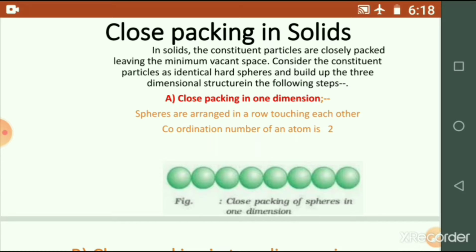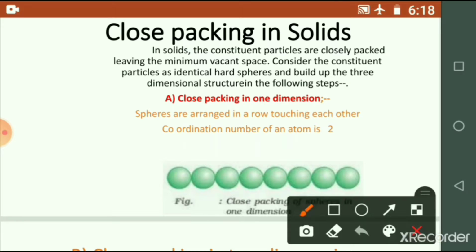Okay, so that is under the heading close packing in solids. For that we are going to consider the particles as hard spheres. In solids, the constituent particles are closely packed, leaving minimum vacant space. Consider the constituent particles as identical hard spheres and build up the three-dimensional structure in the following steps. The first one, close packing in one dimension.